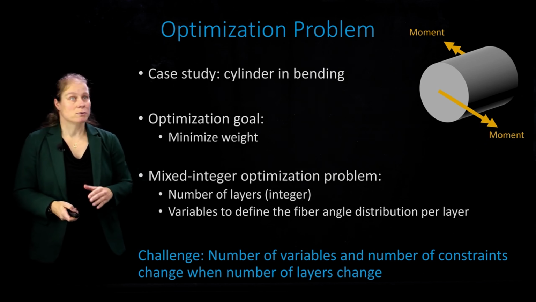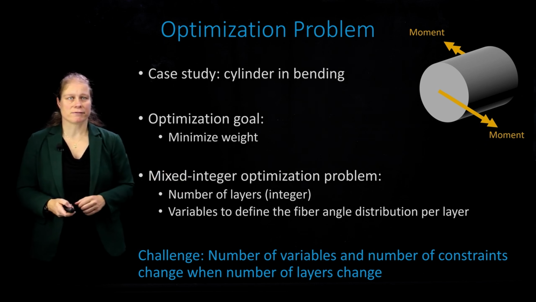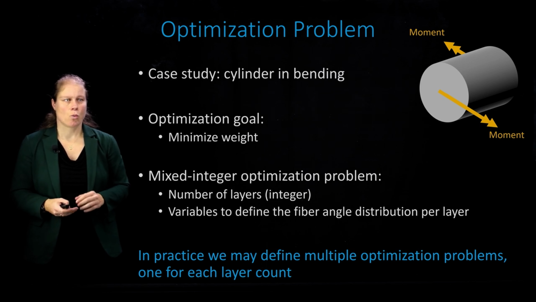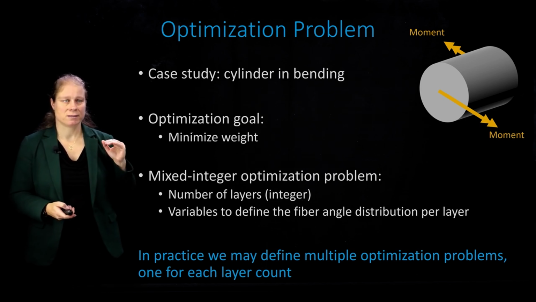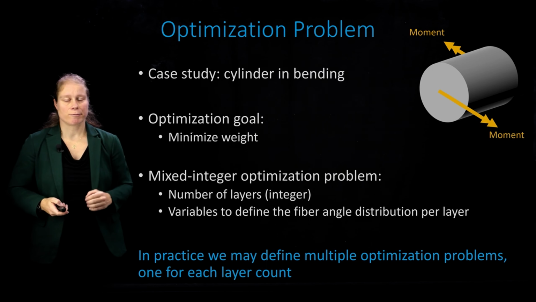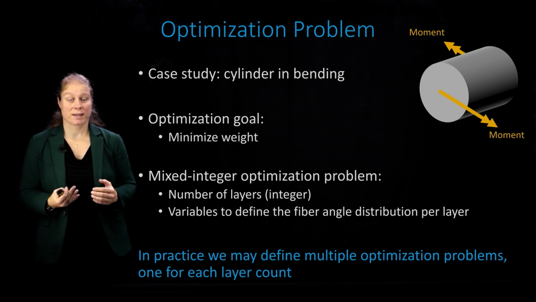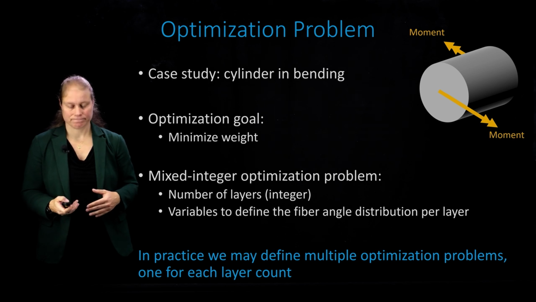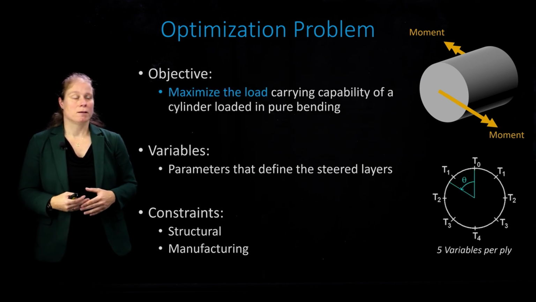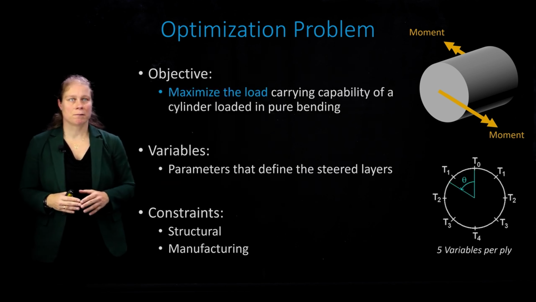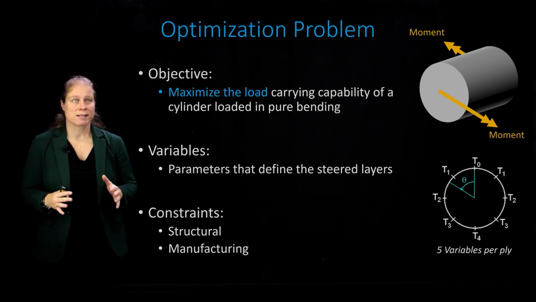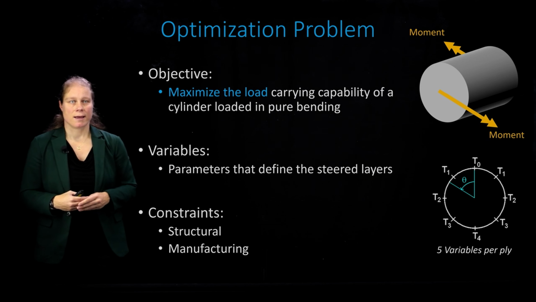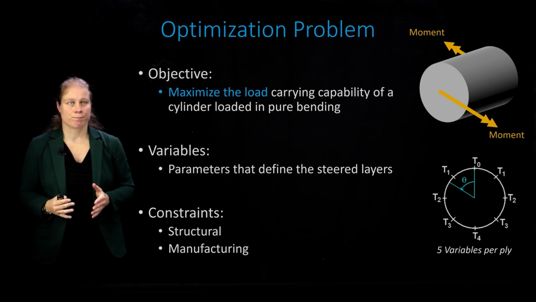So what I will talk about in the next couple of slides is one of these problems where I just picked the baseline number of plies and said, okay, well, can I show that I can improve the performance at the same weight? So this was the reformulated problem. The objective now is to maximize the load carrying capability of this cylinder in pure bending. And the variables that were left are the parameters that define the steered layers.